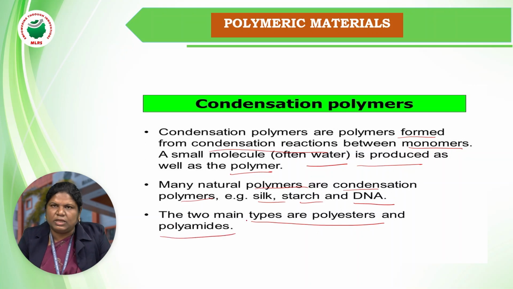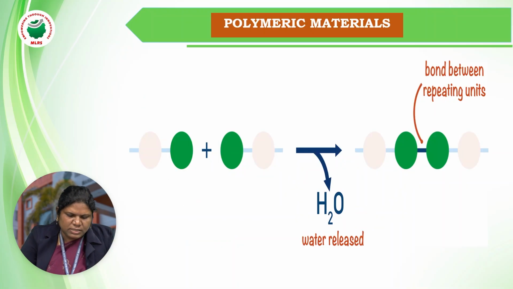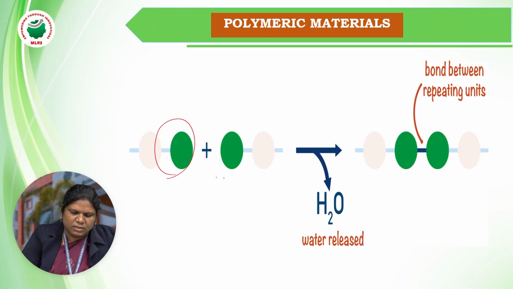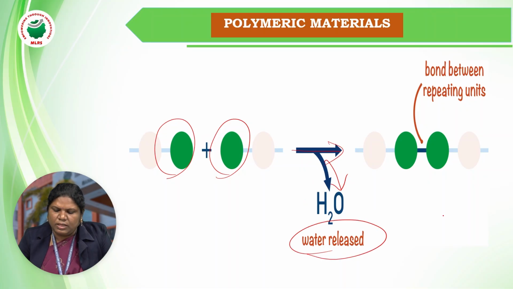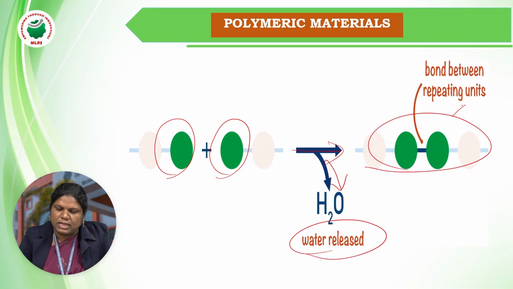We can see some of the synthesis of polymers through condensation polymerization reaction. Here, this is one of the monomers. Just we can see with this figure. These two combine through condensation polymerization. The byproduct water is released. Here our polymer is obtained, with a bond between the repeating units. This is our desired condensed polymer.